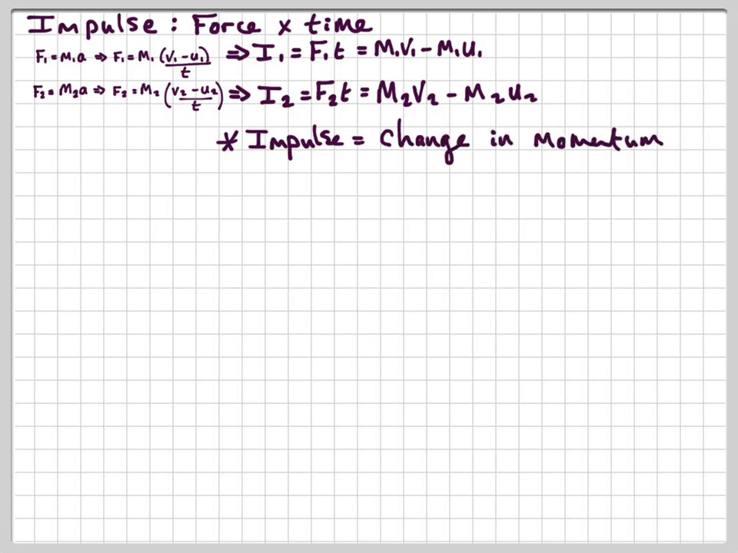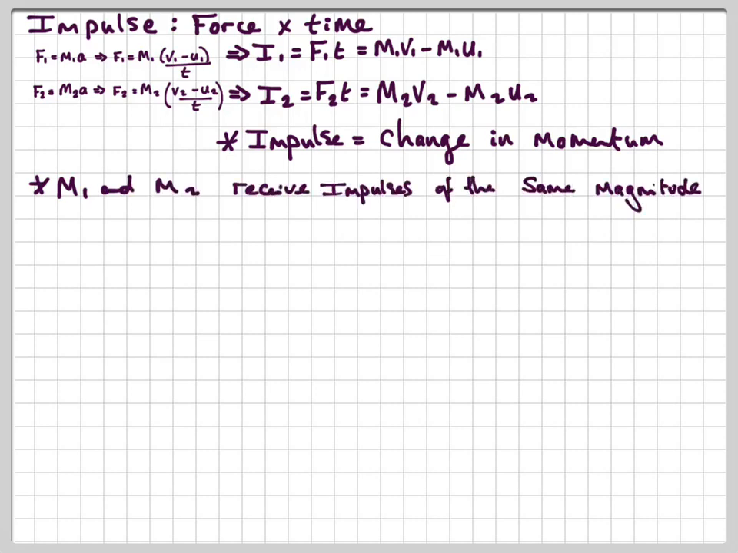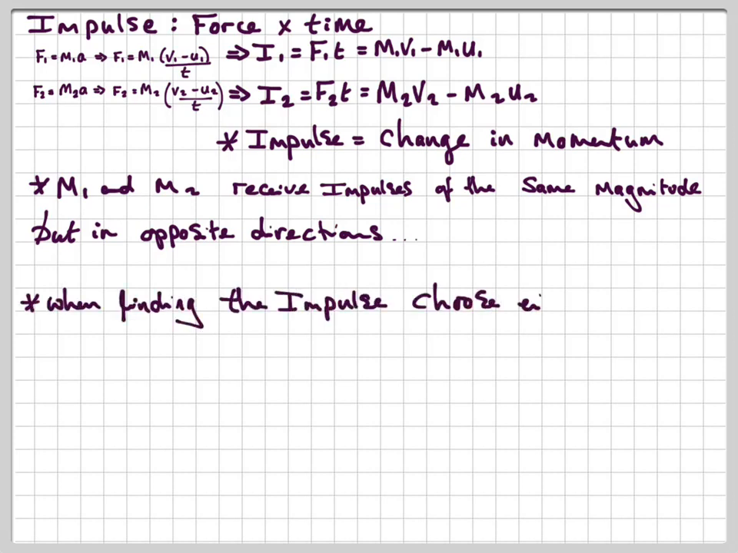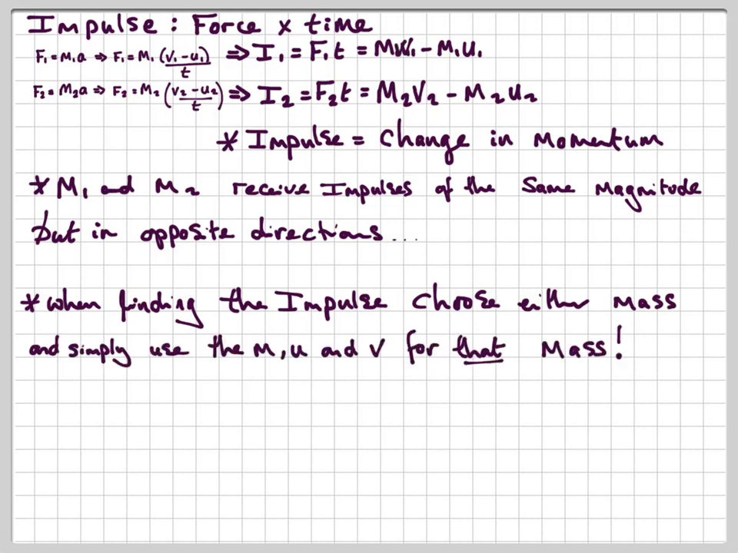So we've got that impulse, which is force times time, is equal to the change in momentum that one of the particles exhibits. So what do we see? M1 and M2 receive impulses of the same magnitude, but they're simply in opposite directions, in the directions of the forces acting on the masses. And if we're ever asked to find the impulse, what we do is we choose either of the masses in the collision, and we then simply use the m, u and v for that mass and work out what the impulse would be.